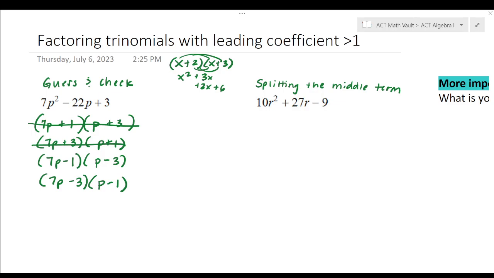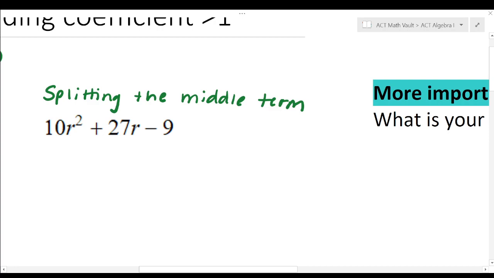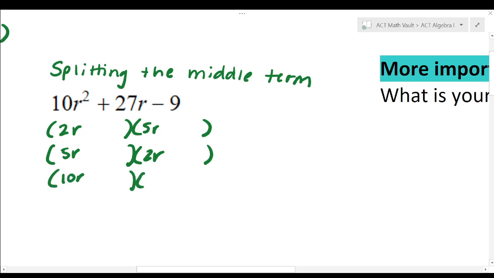Okay, so the next problem has a leading coefficient that is composite, meaning it's not prime and it doesn't have just factors of 1 and itself. There are a lot more options that we would need to check. So let's list them. We'd have like 2r and 5r. We would have 5r and 2r. We would have 10r and r.